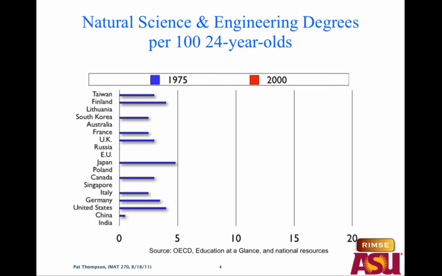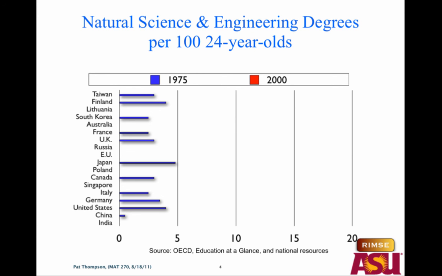So here is, in 1975, the percent, or the number of natural science and engineering degrees for 24-year-olds. So it's indicative of an interest in technical fields, math and science fields in particular countries. So how are we doing in the U.S. here in 1975? Pretty good. Top 3 or something like that, right? In terms of interest, pursuing science, pursuing math, pursuing engineering.